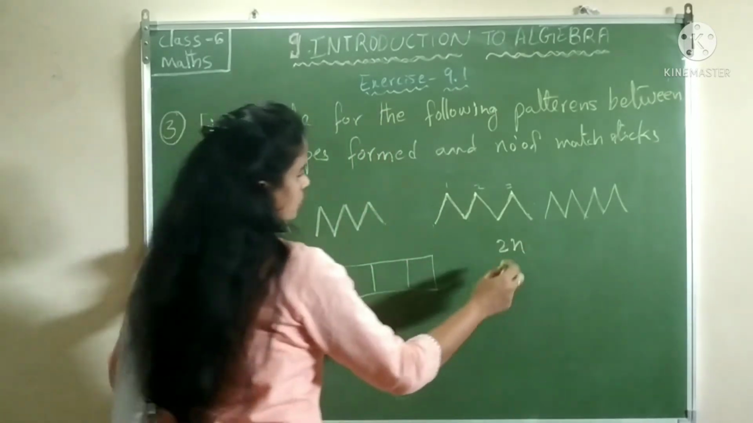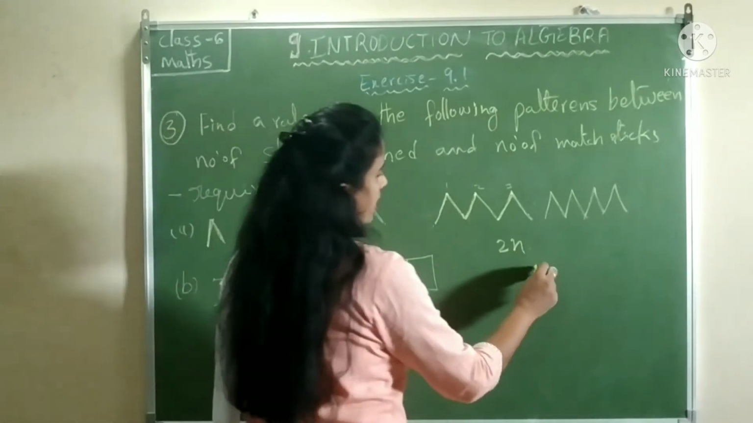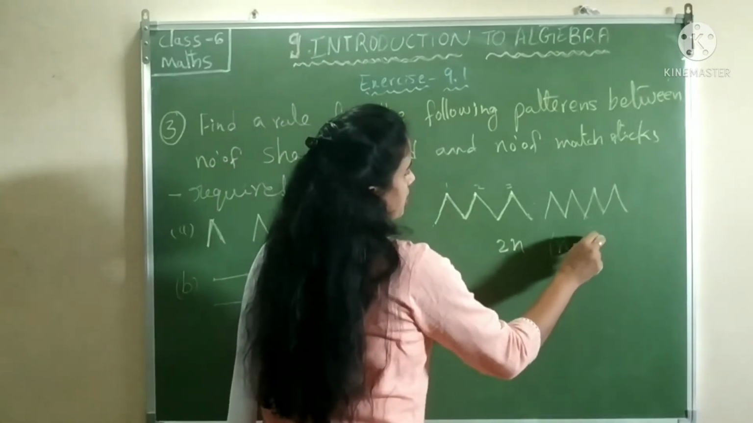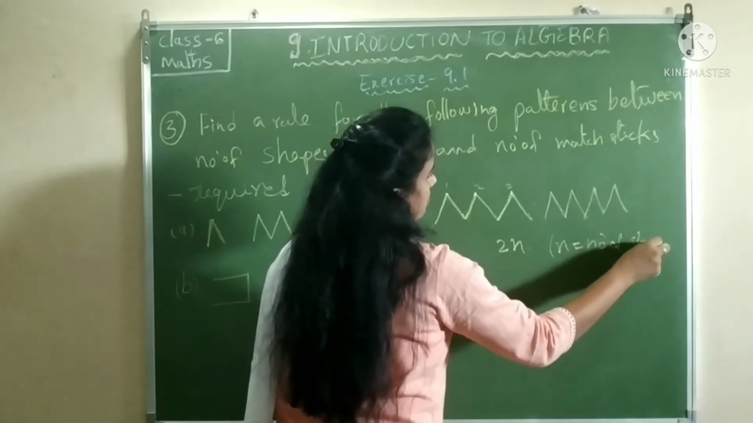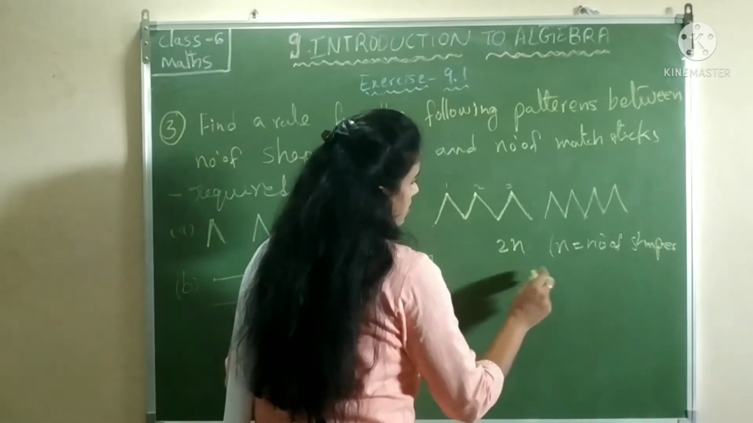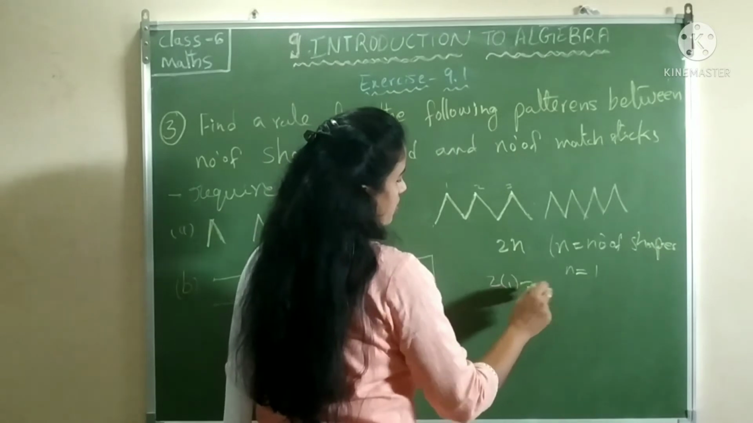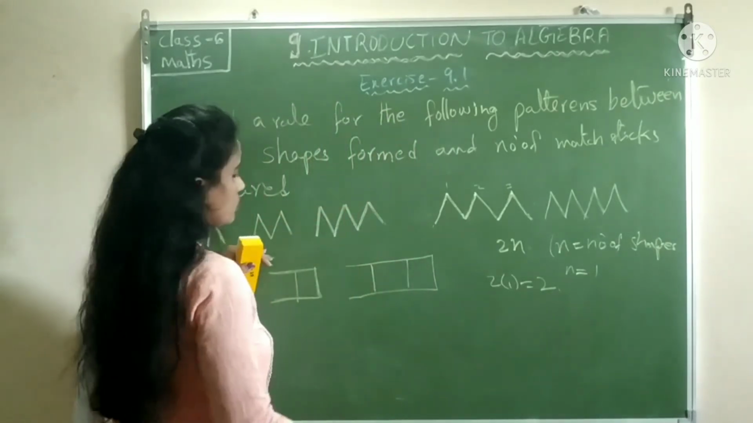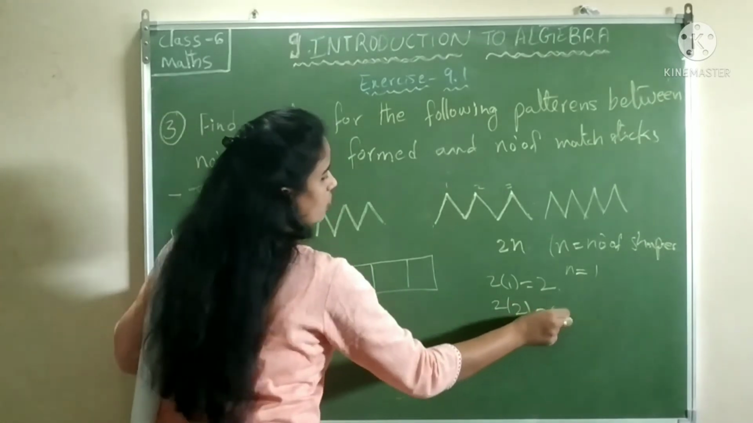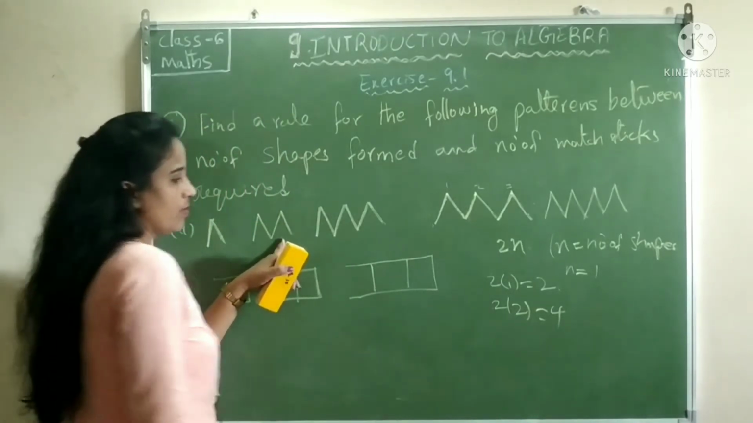How? Suppose n is equal to 1, one shape. Here n is equal to the number of shapes. Suppose one shape you need, n is equal to 1. Then 2 into 1 is equal to 2. Suppose n is equal to 2: 2 2s are 4. 4 matchsticks required. See, 2 shapes required, 4 matchsticks.